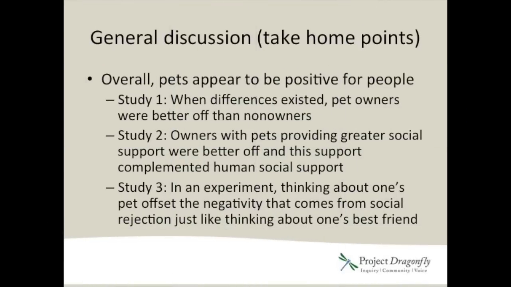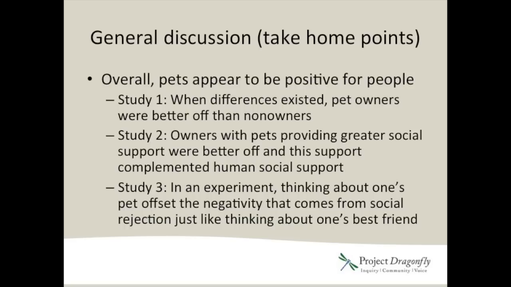We now come to the final section of the paper, the general discussion. This outlines the take-home points across all the studies. And in the current paper, there were 3 studies, and the overall take-home points were these. Study 1 showed that when differences existed, pet owners were better off than non-owners. There were no cases where pet owners fared worse than non-owners did. Study 2 showed that owners who had pets that provided greater social needs support were better off with the social support, and that the social support complemented human social support. It was an independent source of social support that made their lives better.